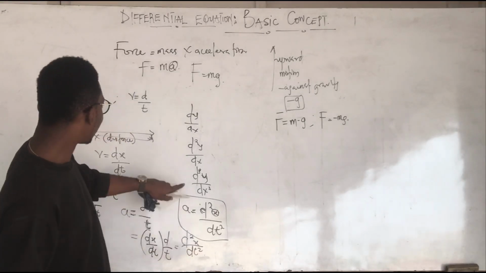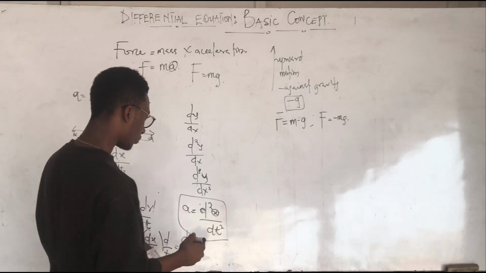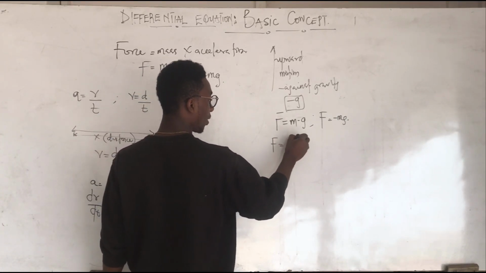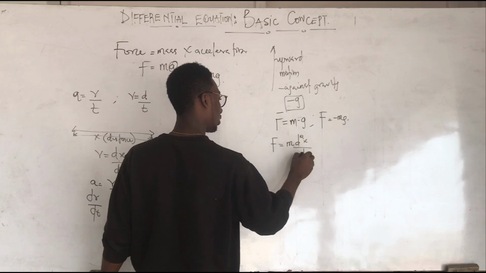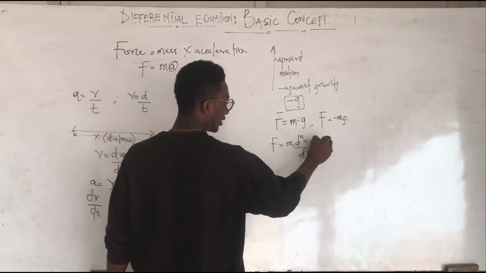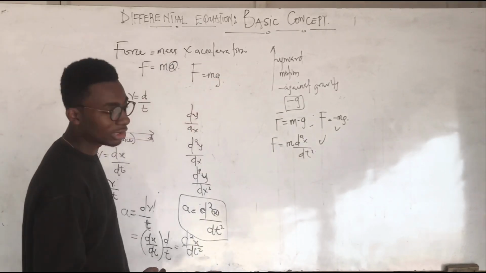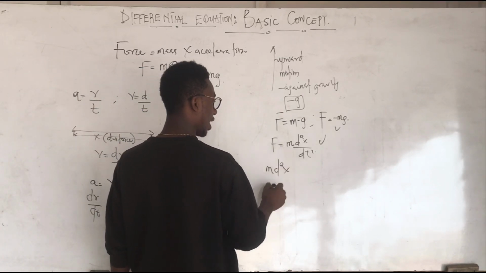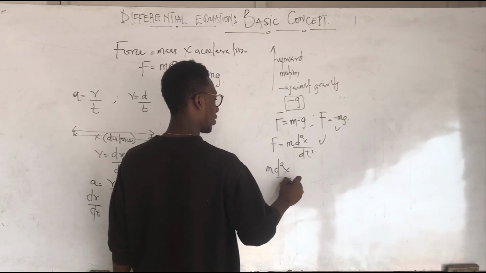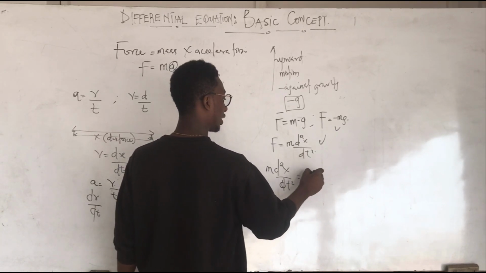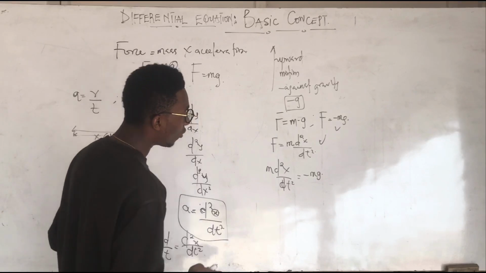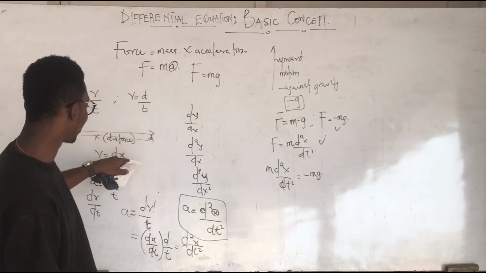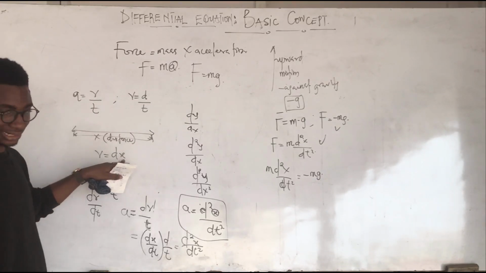Alright. And now I've already established the fact that F is also equal to ma. So per our differentiation, F is equal to m d squared x over dt squared. So this and this, we can equate them. Now when we equate them, we have m d squared x over dt squared equal to minus mg. Our focus is to find the distance x.